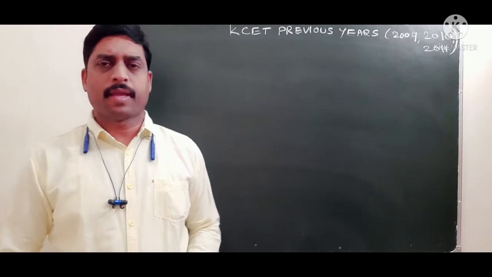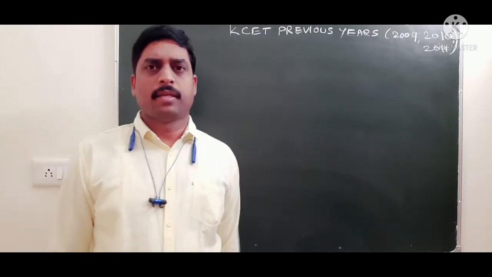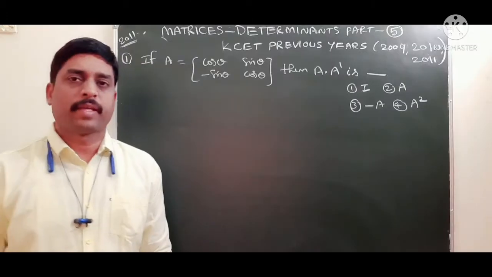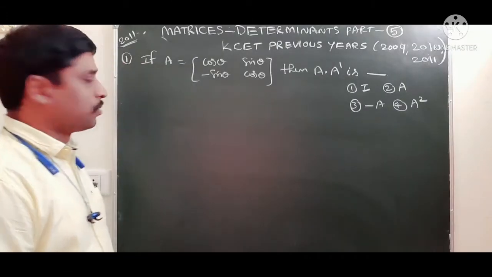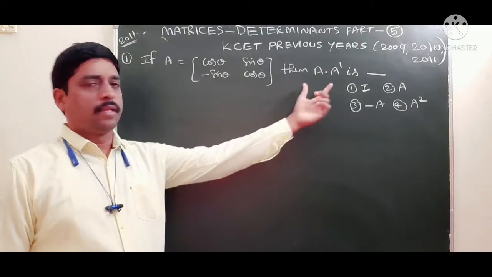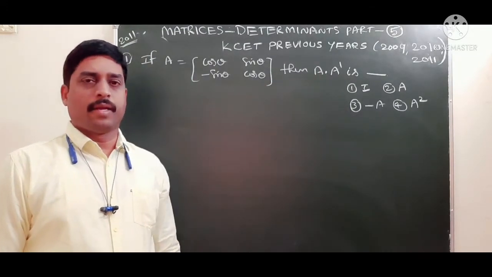Today I would like to explain matrices and determinants, case set previous year questions, part 5. So now I explain question number 1 from 2011. One 2 by 2 matrix is given, and we have to find A into A dash.